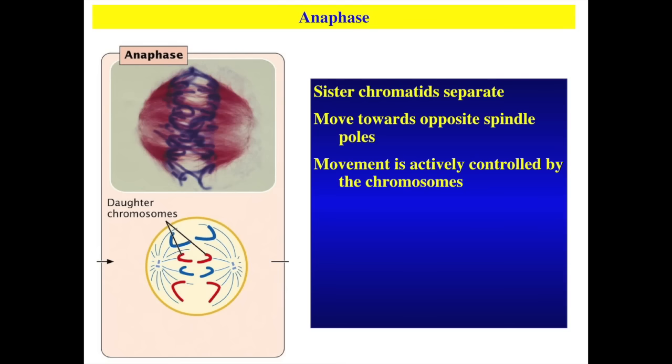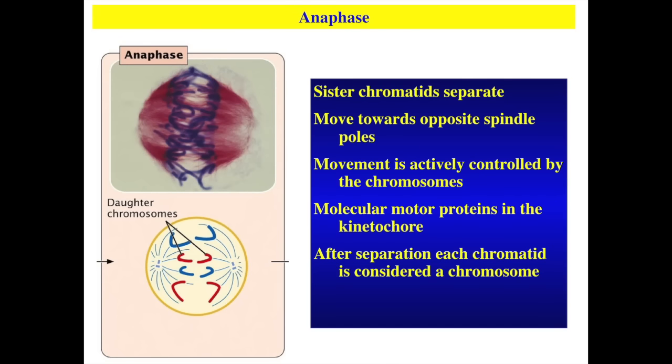Movement is actively controlled by the chromosomes and by molecular motor proteins in the kinetochore. After separation, each chromatid is considered a chromosome. And then we have daughter chromosomes that are in two nearly separated cells, but they're not quite separated yet.